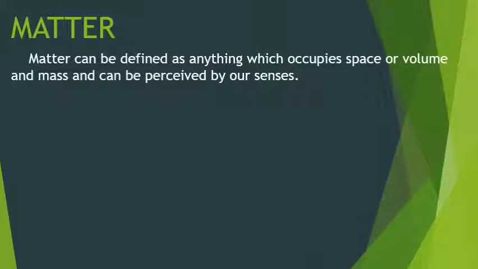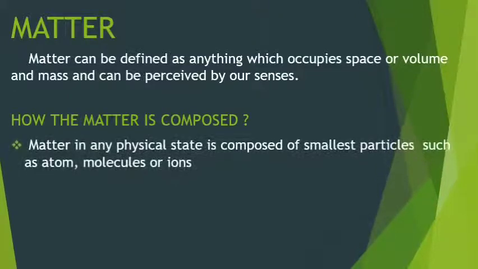Okay, now we know what is meant by matter. Now we should think of how matter is composed. See, matter in any physical state is composed of smallest particles such as atoms, molecules or ions. Matter in any physical state, which means it might be either a solid state or a liquid state or a gaseous state. In all the 3 states, they exist as smallest particles. It can be an atom or molecule or ion.